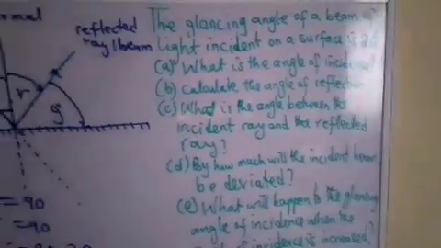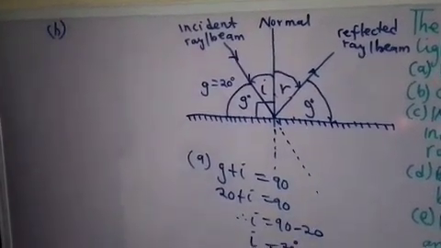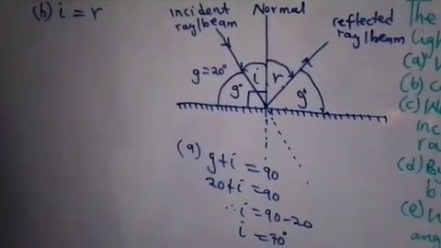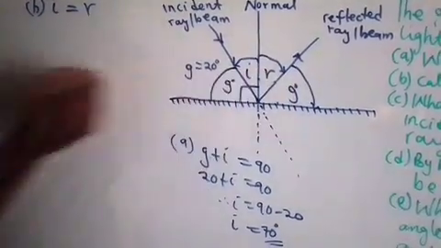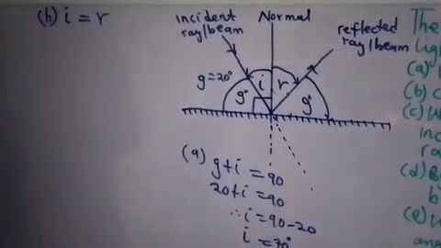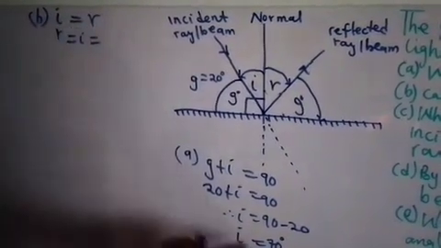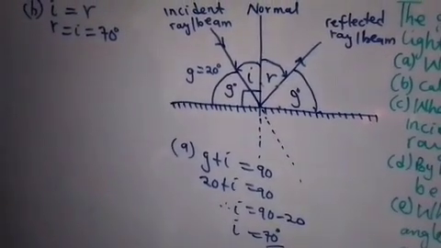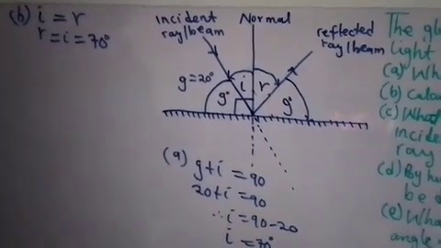B said calculate the angle of reflection. Very easy. Do you remember that from the laws of reflection, angle of incidence is equal to angle of reflection. So this angle of incidence must always be equal to the angle of reflection. That is the second law of reflection, right? So the angle of reflection, being equal to I, is 70 degrees. It's as simple as that. There's not much we're going to do there. Just remembering those little pieces of information that are true.